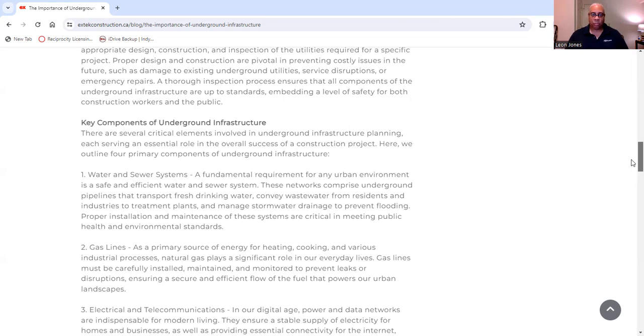Now, these networks comprise underground pipelines that, again, transport fresh drinking water. They convey wastewater from residents and industries to treatment plants and manage stormwater drainage to prevent flooding. Proper installation and maintenance of these systems is critical in meeting public health and environmental standards.